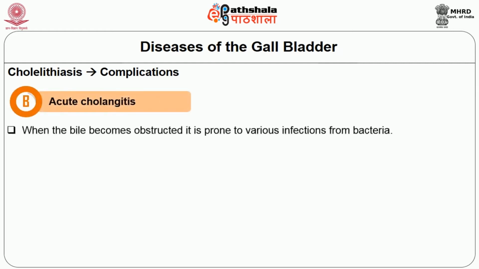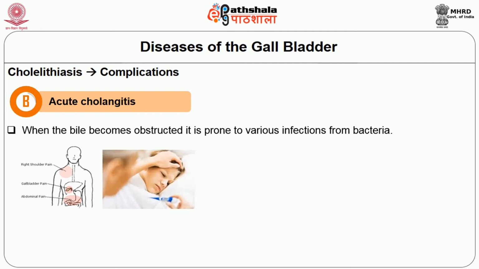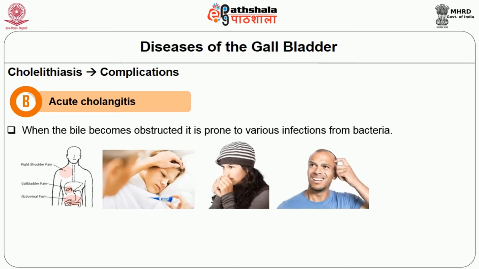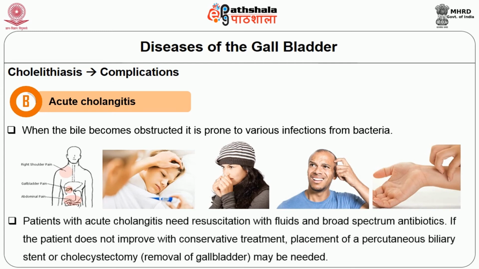Next is acute cholangitis. When the bile becomes obstructed, it is prone to various infections from bacteria. The symptoms of acute cholangitis include pain in the upper abdomen that travels towards the shoulder blade, increased temperature, jaundice, chills, confusion, and itchy skin. Patients with acute cholangitis need resuscitation with fluids and broad spectrum antibiotics. If the patient does not improve with conservative treatment, placement of a percutaneous biliary stent or cholecystectomy may be required.